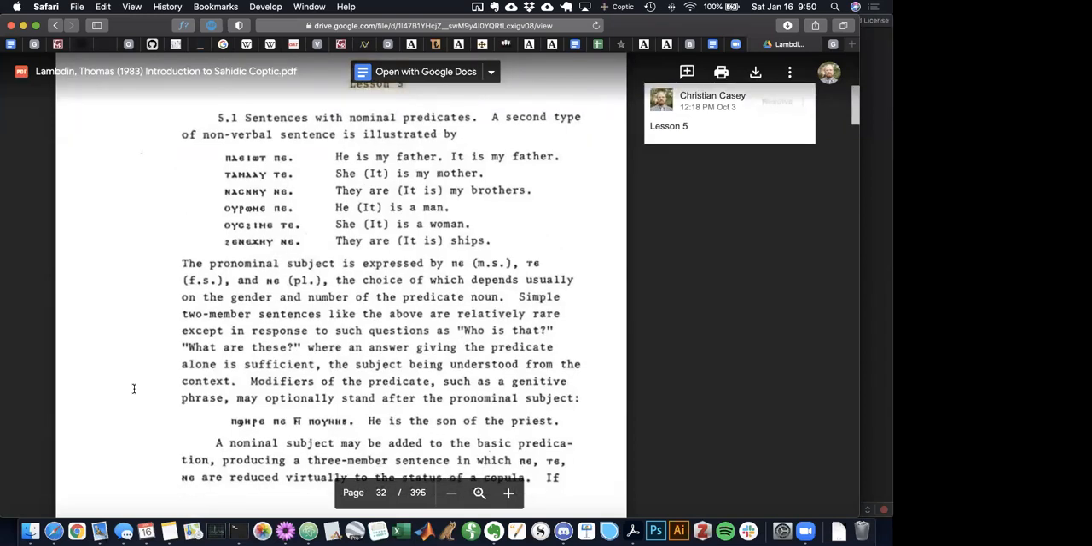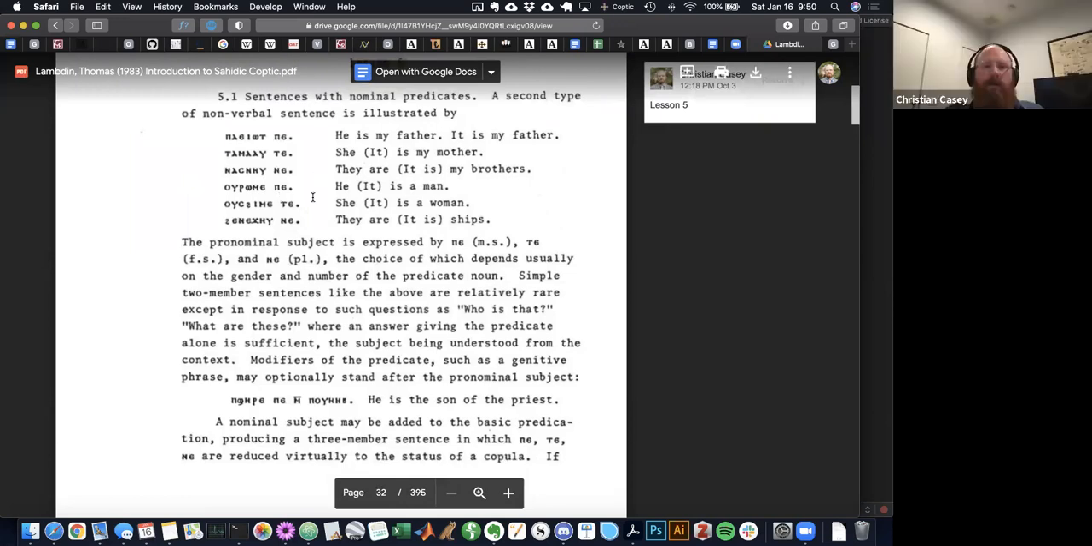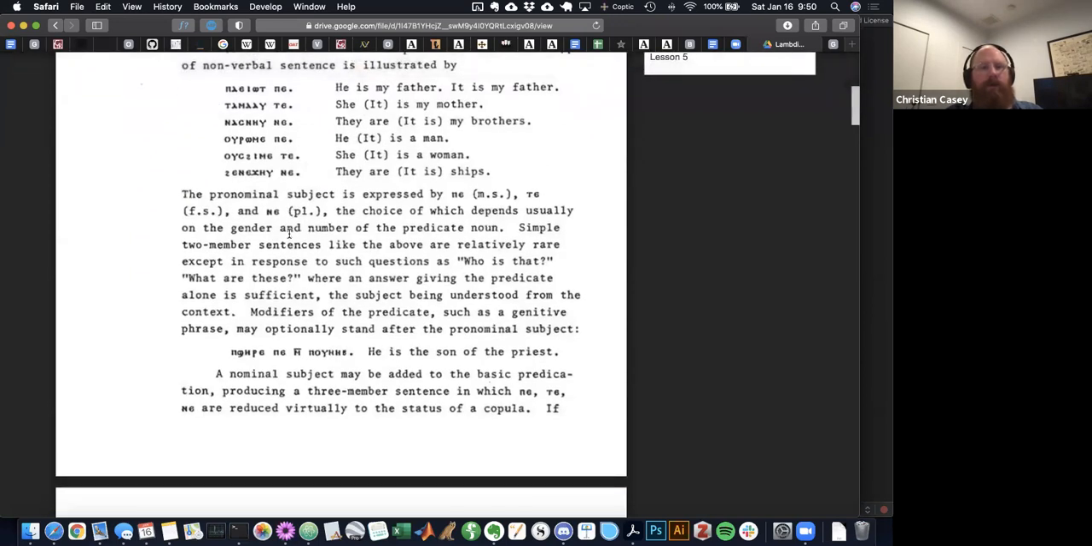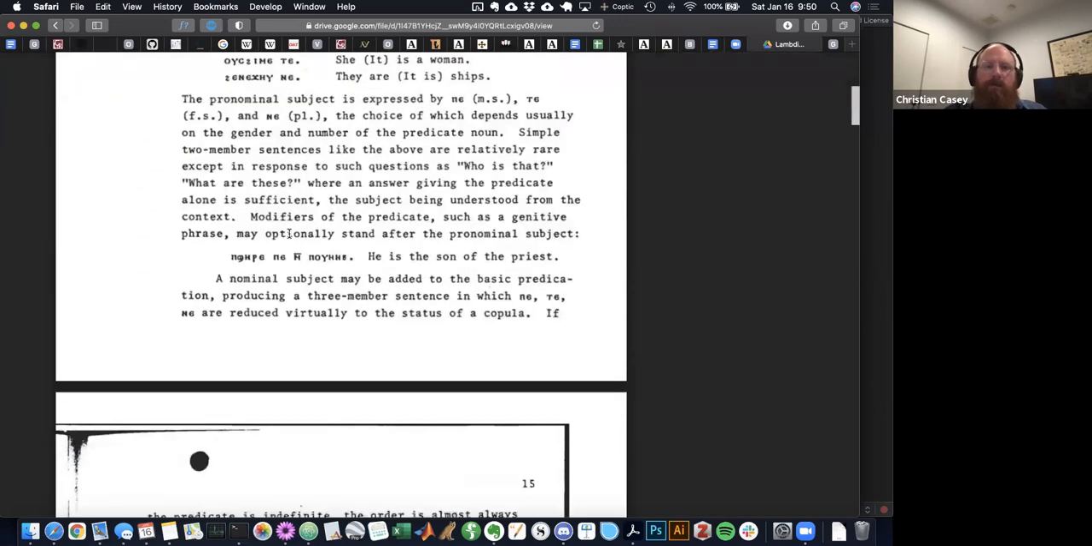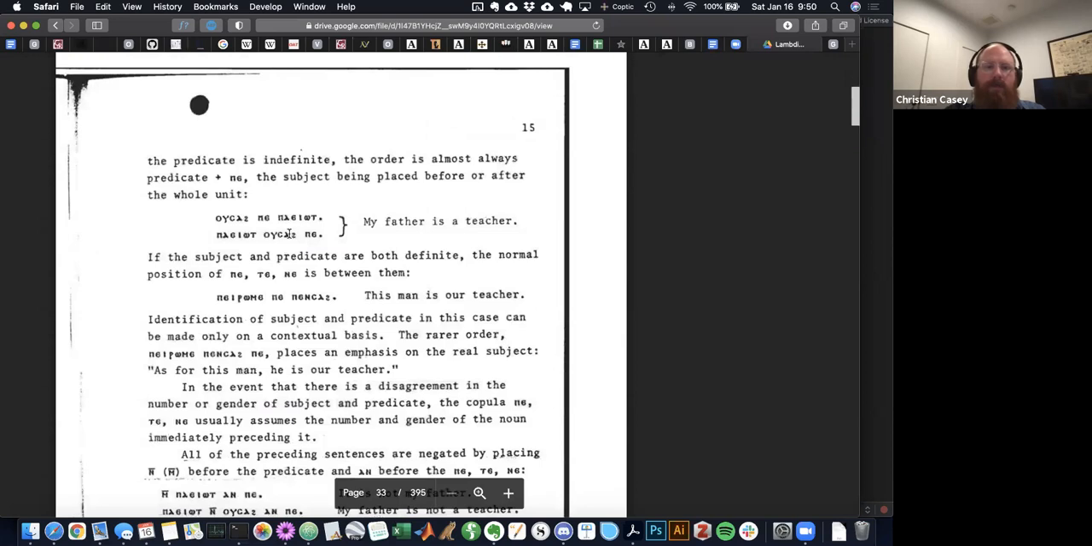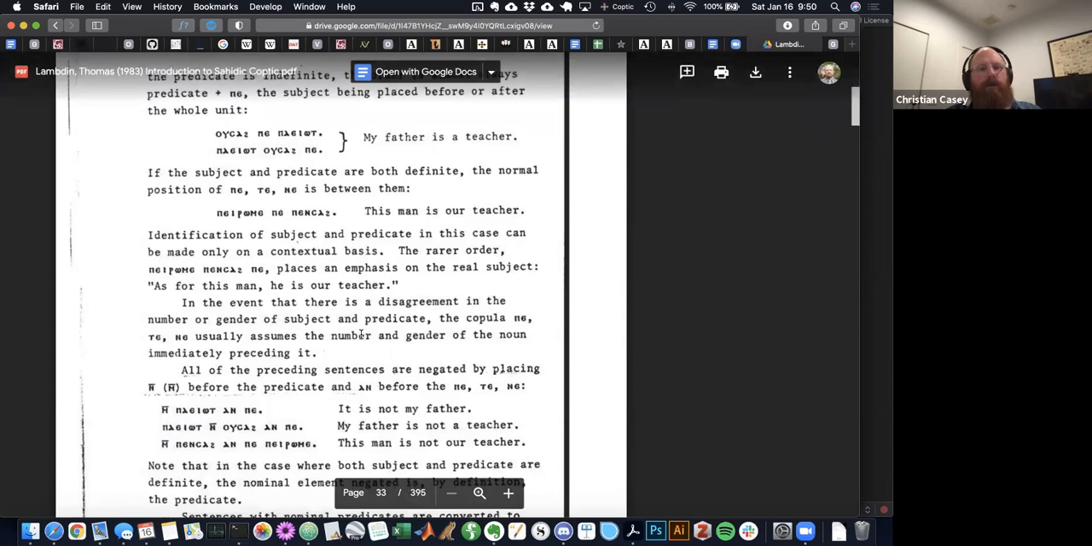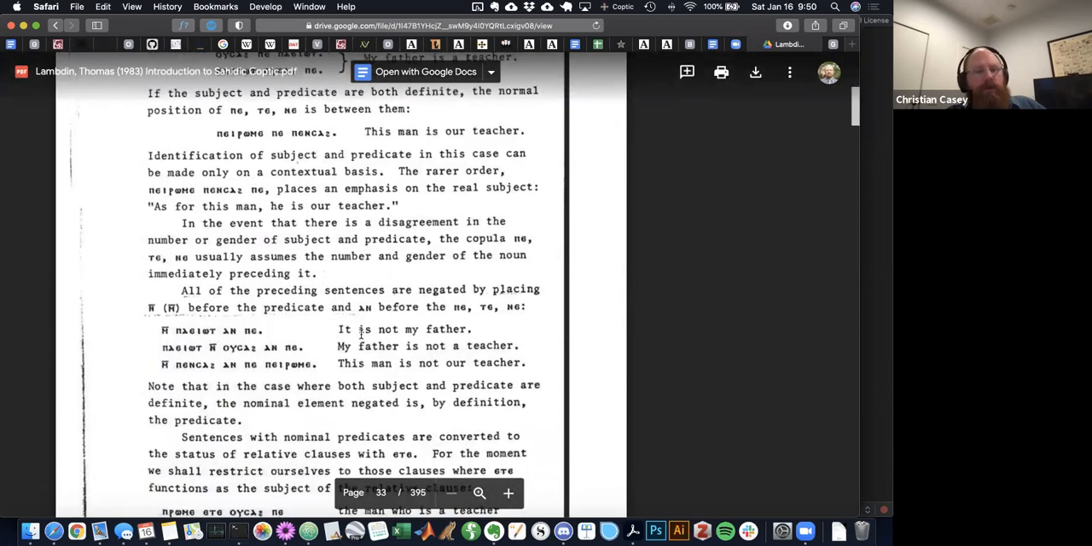Okay, nominal sentences, pretty straightforward. Payotpe, he is my father. Tamaote, she is my mother. We've seen those a few times. Usah pepayot, my father is a scribe or a teacher.